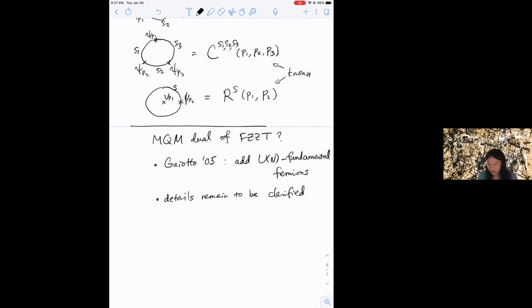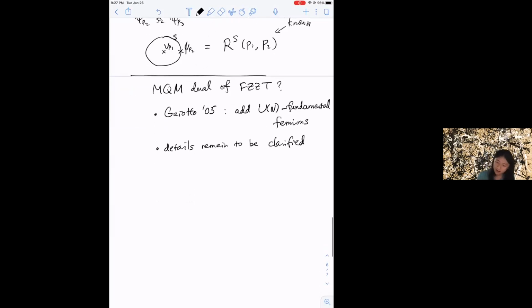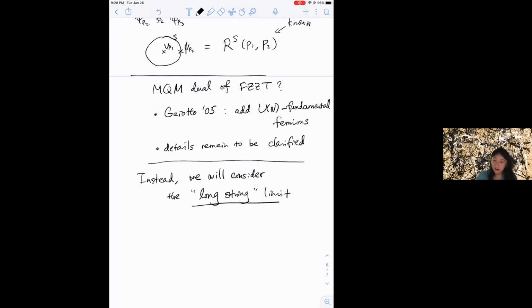So today I will not be able to tell you the precise matrix model dual of the FZZT brane. Instead, I'm going to discuss a limit of the FZZT brane, which we do think that we understand. So instead, we will consider a limit, the so-called long string limit. Okay, so what is this limit?